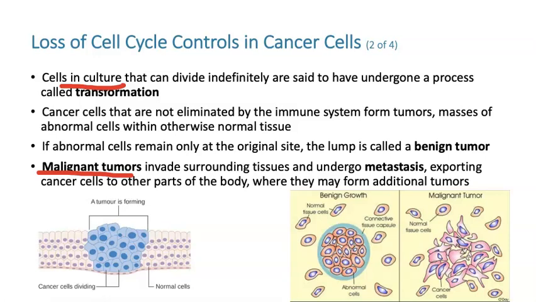You might have heard that somebody has breast cancer, but that breast cancer has moved to their liver, for example. It's still breast cancer, but it has metastasized to the liver, and that is not a good sign. That's full-blown cancer.